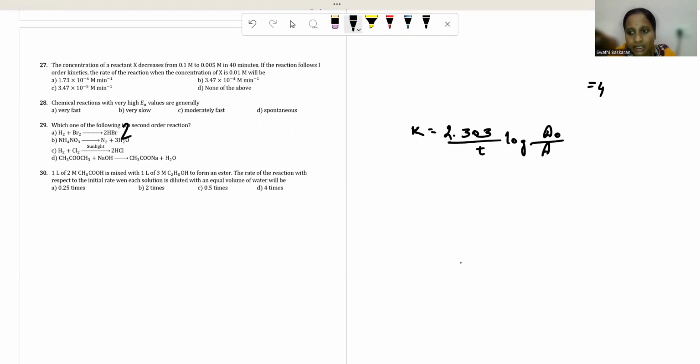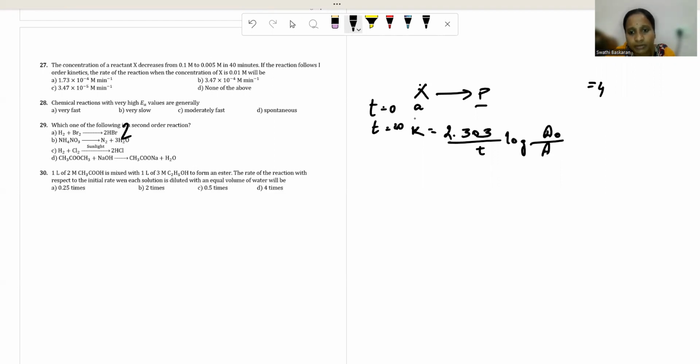A is nothing but the concentration at time t. Now, what is the hypothetical equation that they have given? They have given X giving rise to products. Basically, for any hypothetical equation that we take, we will assume that when t is equal to 0, the concentration of X will be A only, which means that there is no formation of products. A will be the initial concentration A naught. And when t is equal to, in this case, they have given 40 minutes.